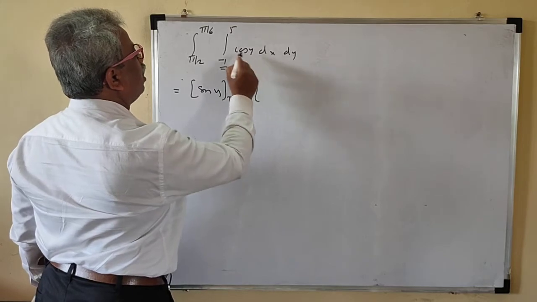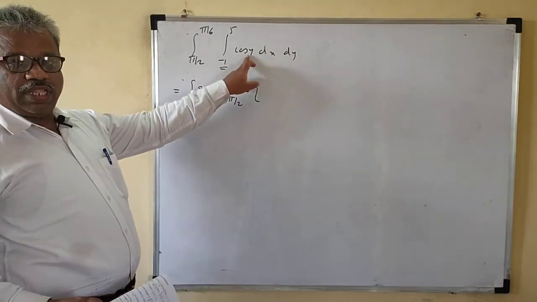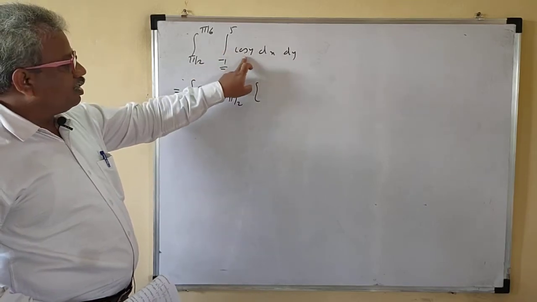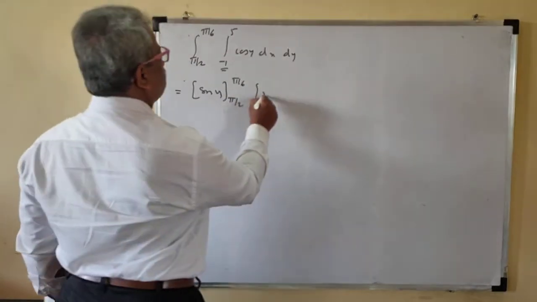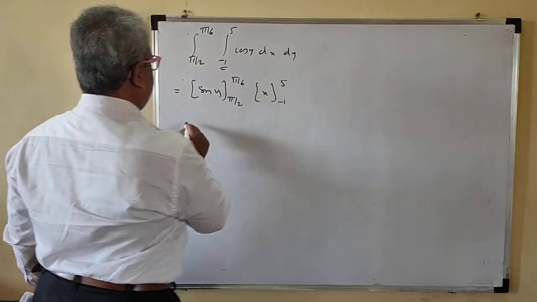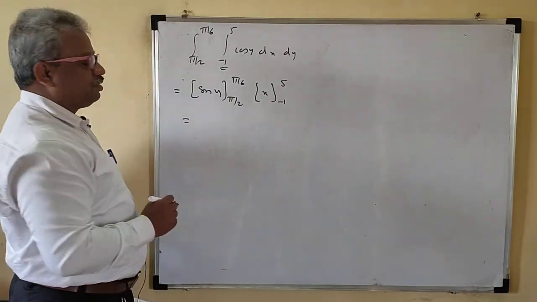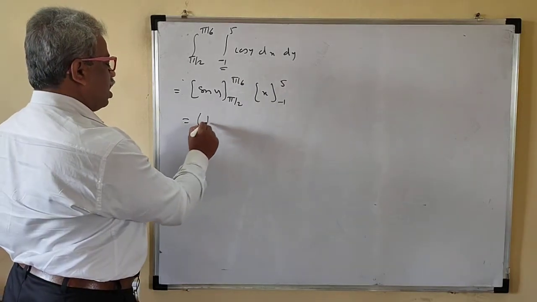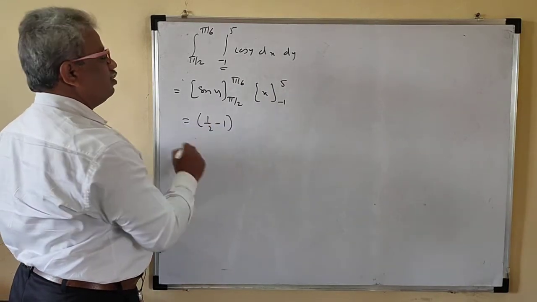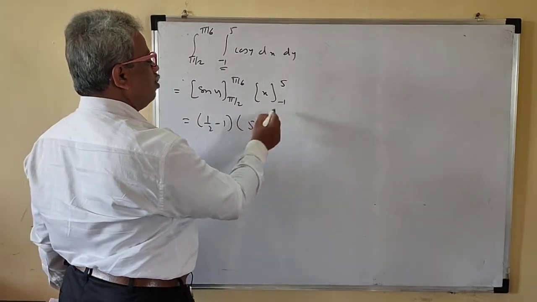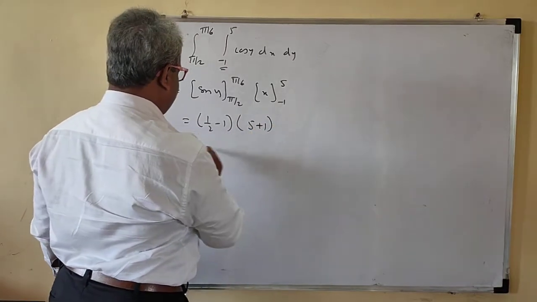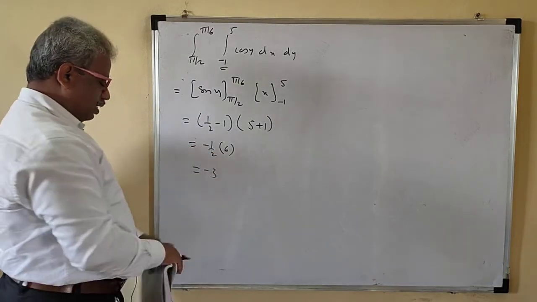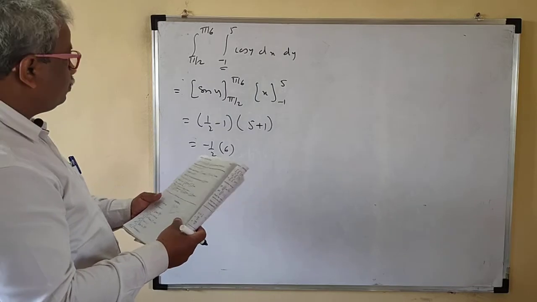And this is the integration of 1, since cos y is shifted here. So that is x, from minus 1 to pi. So this is sin pi by 6, that means sin 30, which is half, minus sin pi by 2 which is 1. Now this is minus half, and this is 6, so this is minus 3.